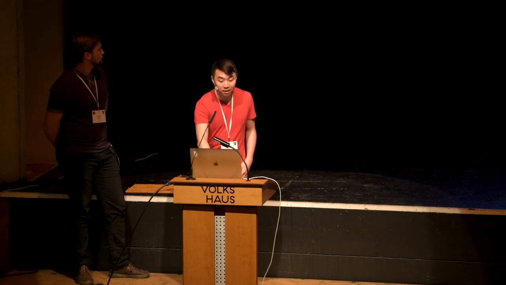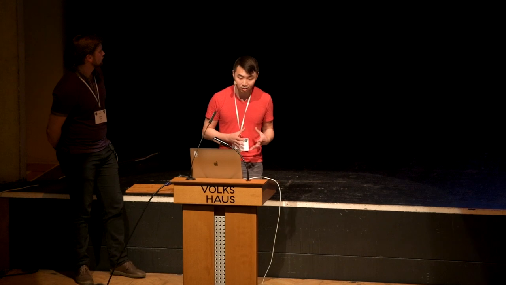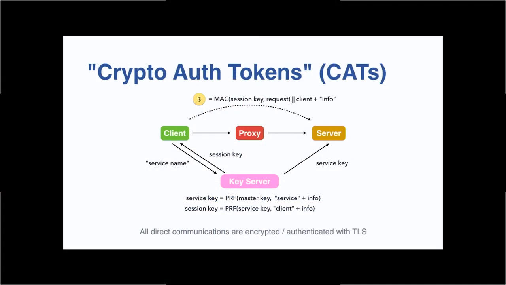In our model, the client can now use the deterministically derived session key to create a CAT, which contains the MAC over its request to the service, along with the client information. Now, the service can use its own service key, along with client information, to locally rederive the session key without having to request anything from the key server. And this session key can then be used to verify the MAC contained in the CAT over the client's request.